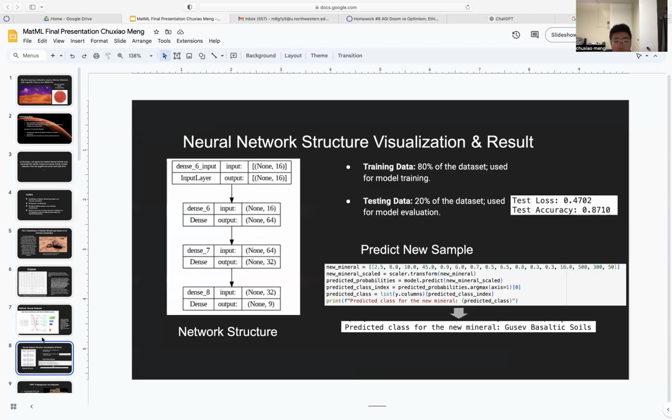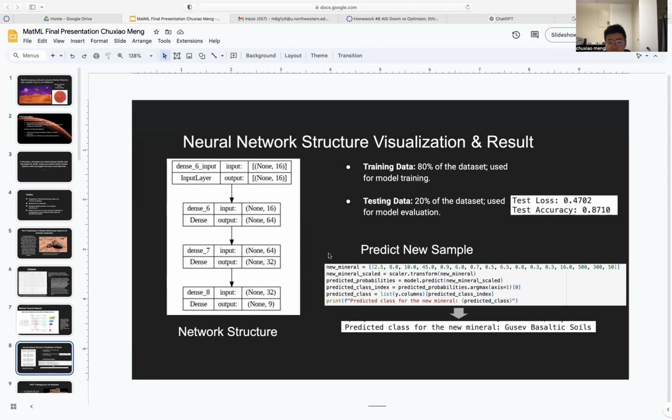So here's the structure of the neural network and the result. Our neural network is composed of an input layer, 2 hidden layers, and 1 softmax layer. The training data we use is 80% of the data set, and the testing data is 20% of the data set. The result is, I think, pretty good. We have a 0.47 test loss, and the test accuracy is 0.87.